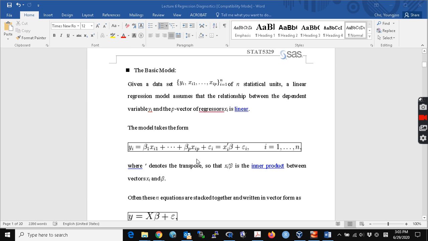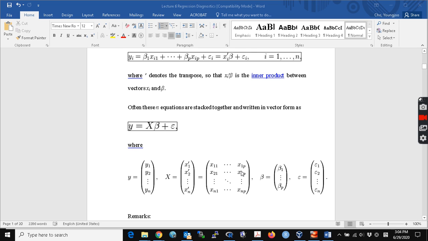The model has the linear form. It is a linear combination of the regression coefficients with the predictors, and we have error terms. And for this one, you can simply express as yi equals xi transpose beta, which is xi transpose beta is the inner product between the vectors xi and beta. So this beta is beta 1 to beta p. Xi is xi1 to xip plus epsilon i. So that's the yi.